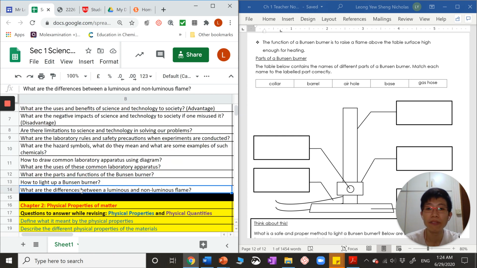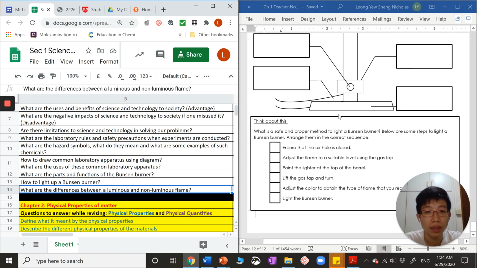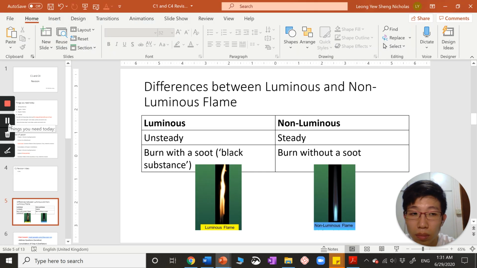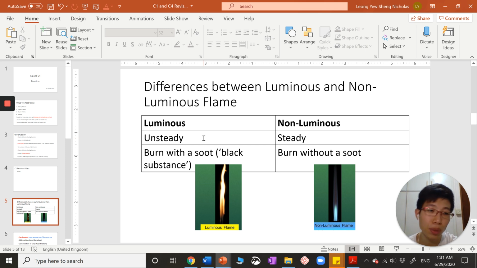And what are the differences between a luminous and non-luminous flame? So these are all the steps here. The difference between a luminous and non-luminous flame is basically these two factors: whether it is steady or not when it's burning, and whether it burns with soot or without soot.